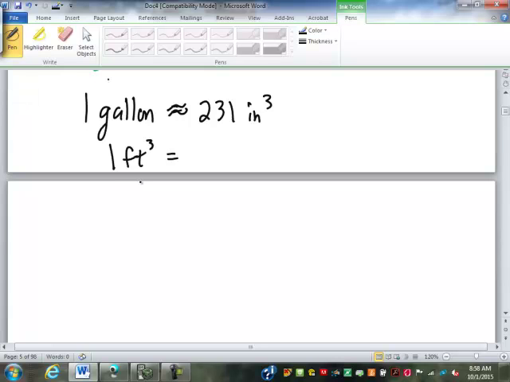What is it, a 5-gallon bucket? Do you think a 5-gallon bucket is more or less than 1 cubic foot? Less. A 5-gallon bucket is actually quite a bit less than a cubic foot. 1 cubic foot contains, well, some books say 7.5, but it's closer to 7.48 gallons.